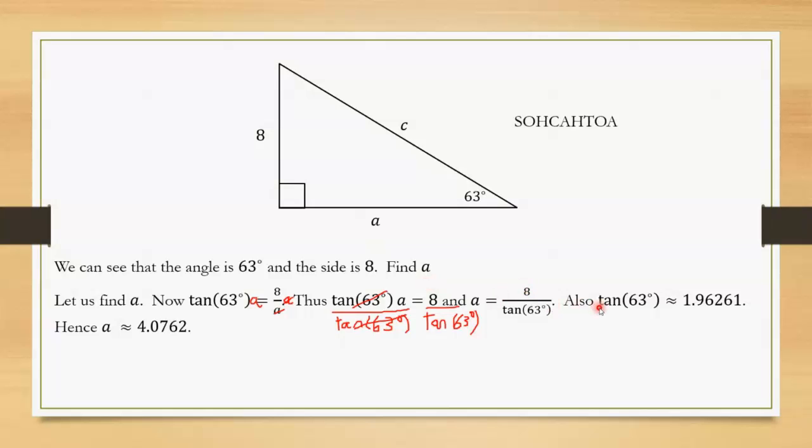So we have to get tangent of 63 degrees. That's where the calculator comes in. If you use the calculator, you get this. I rounded to 5 decimal places because I want my final answer to be 4 decimal places. The more decimal places you use, the more accurate your answer is. So from here, we get A is 8 divided by this, which turns out to be about this. That's good. Now, are there any questions on this?